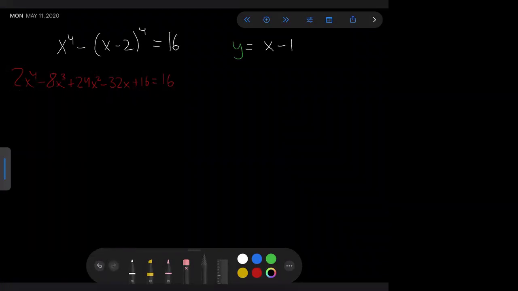So this is what we get if we expanded this. There's no way we can solve this, okay? But with this, you can get some better stuff. We can change our x to the fourth into y plus 1 to the fourth, and we can change our x minus 2 into y minus 1. And this should say 16.